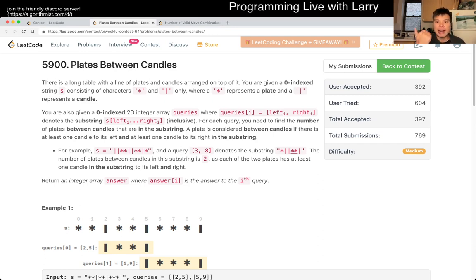So the first thing that I would say is that prefix sum is something that you have to be very familiar with to solve this. You cannot do it without prefix sum. There are a lot of problems to solve on LeetCode on prefix sum, so definitely go through that if you have trouble with this one. So that's a hint.